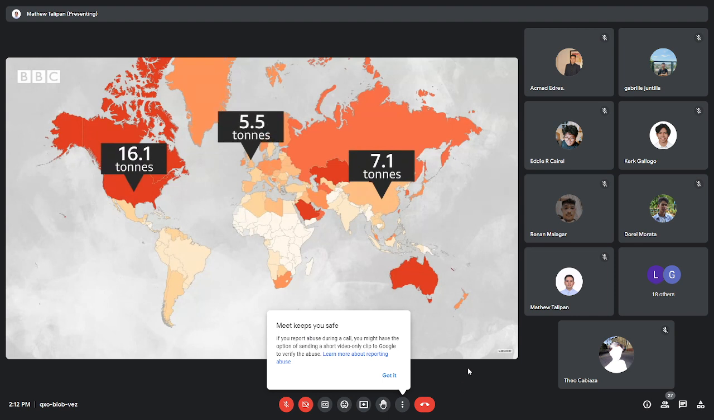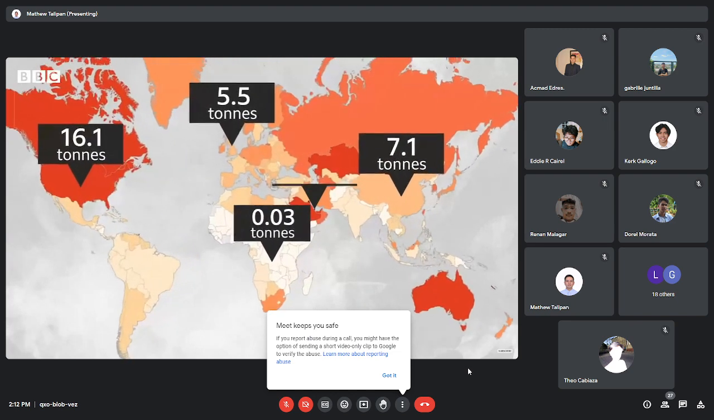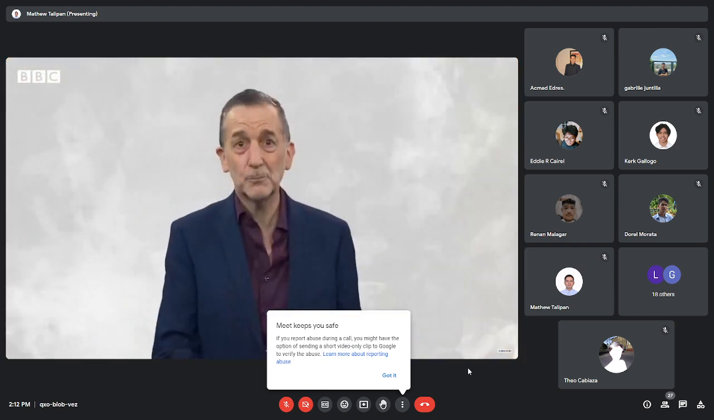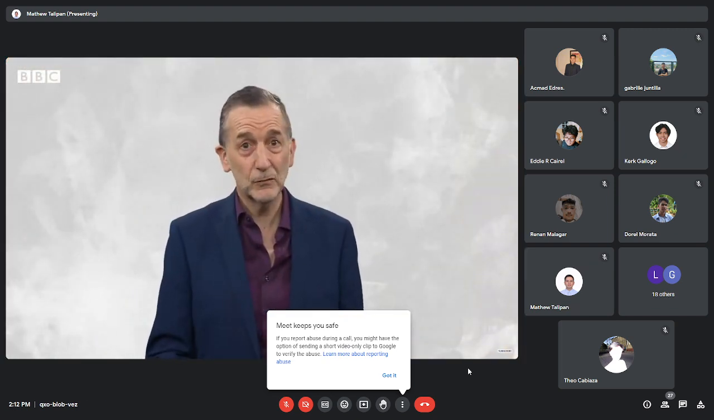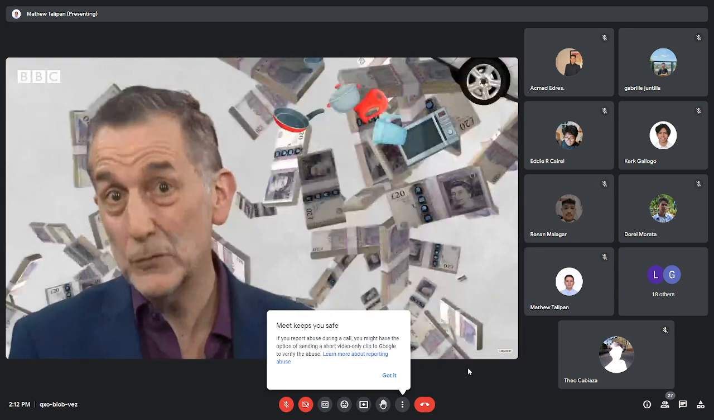But in the Democratic Republic of Congo, it's only 0.03 tonnes, while in Qatar, which has a really small population but produces so much oil and gas, it's 38.6 tonnes. Now, that's just production. It doesn't take account of all the other things we've talked about, how much you consume. But obviously, the more money you have, the more you tend to consume.